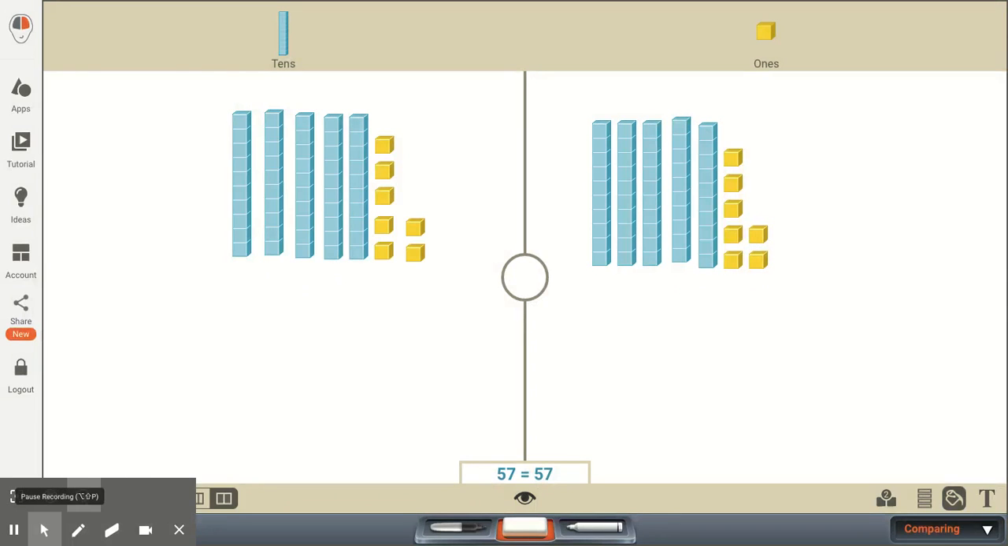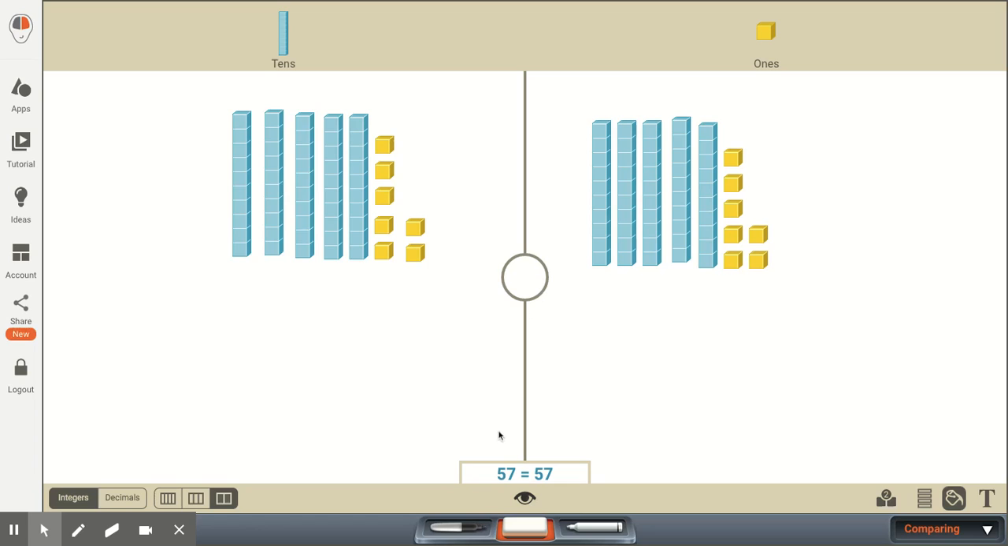Now let's look at another example. We have the number 57, 5 tens and 7 ones. And on this side, we have the same thing. We have 5 tens and 7 ones. So the number 57 is equal to the number 57.